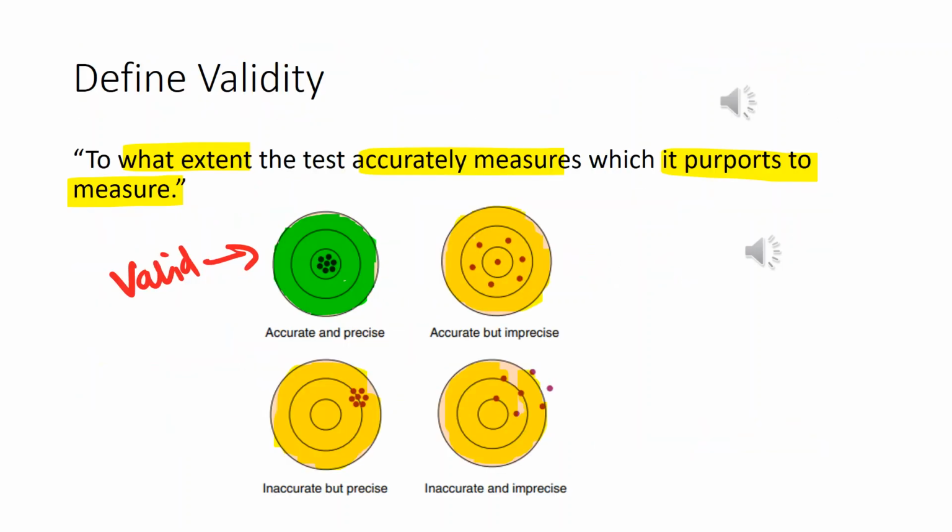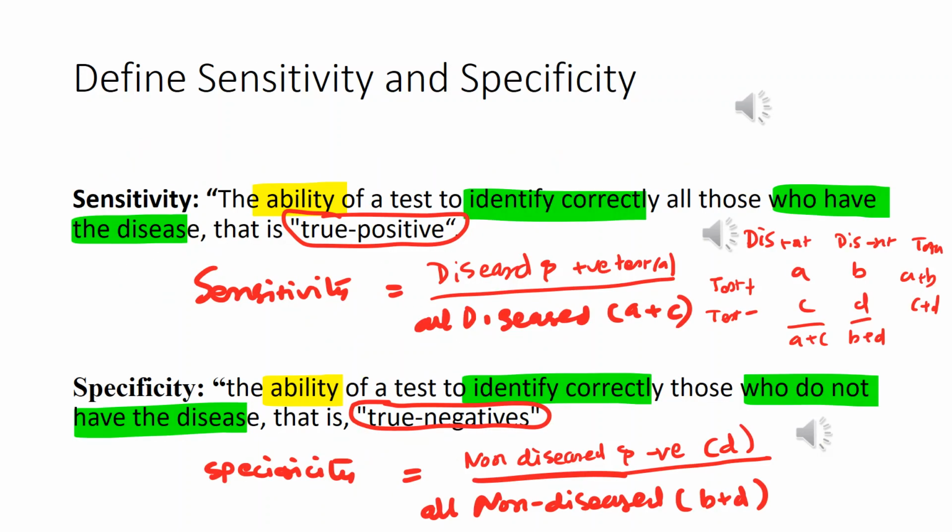Define validity. To what extent the test accurately measures which it purports to measure. Define sensitivity and specificity. Sensitivity, the ability of a test to identify correctly all those who have the disease, that is, true positive. Specificity, the ability of a test to identify correctly those who do not have the disease, that is, true negatives.